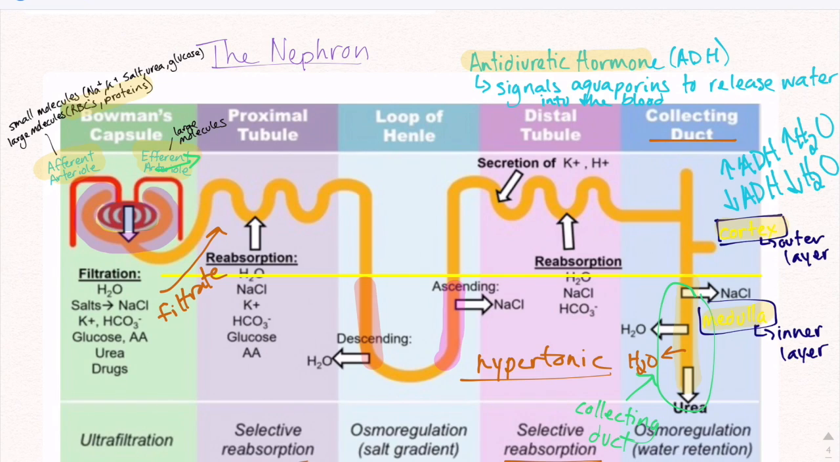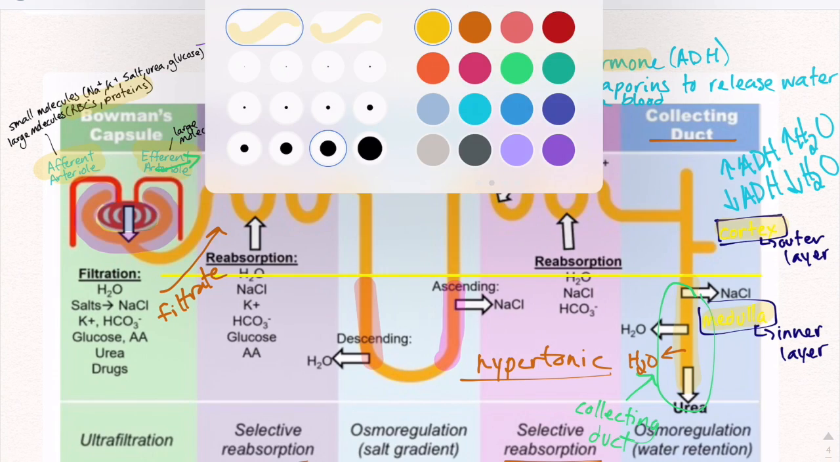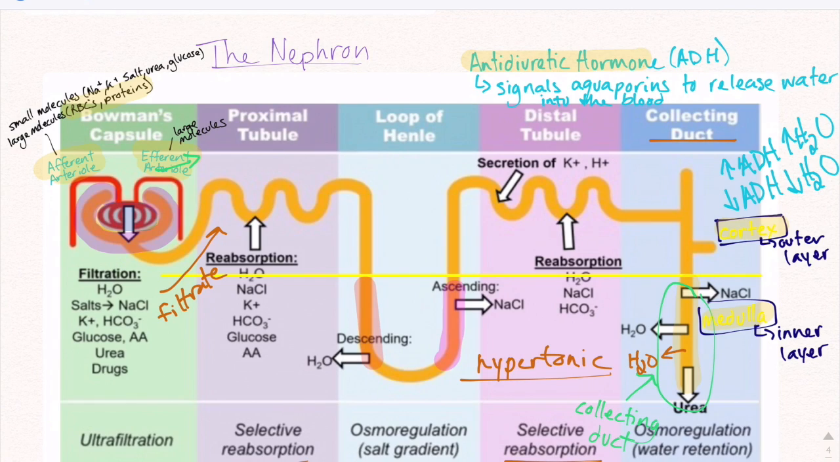Next, it goes through the loop of Henle. In the descending side, H2O is released, and in the ascending side, sodium is released into the medulla. This sodium release creates a hypertonic medulla, which allows H2O to exit the collecting duct passively. Then there's a second selective reabsorption, which reabsorbs any molecules that were not reabsorbed the first time. And finally, we have the osmoregulation in the collecting duct.